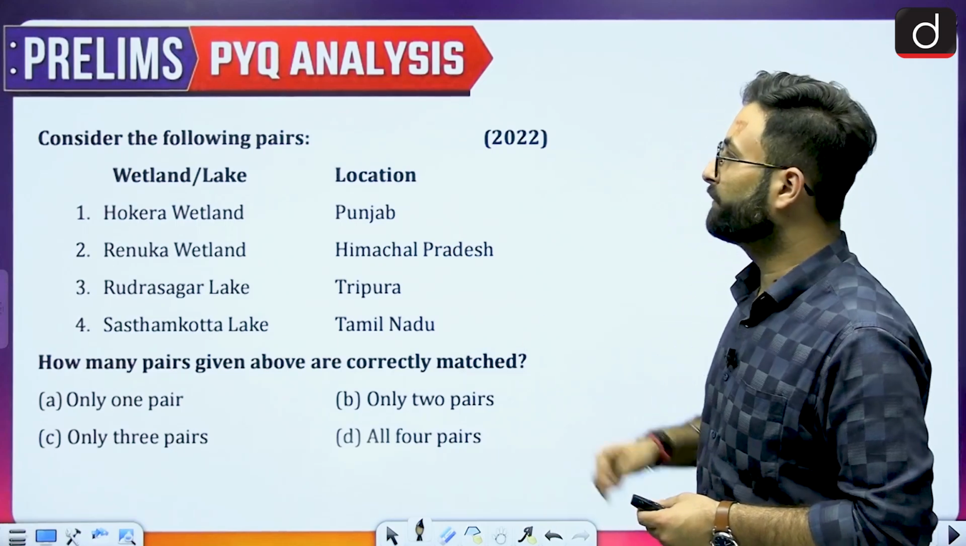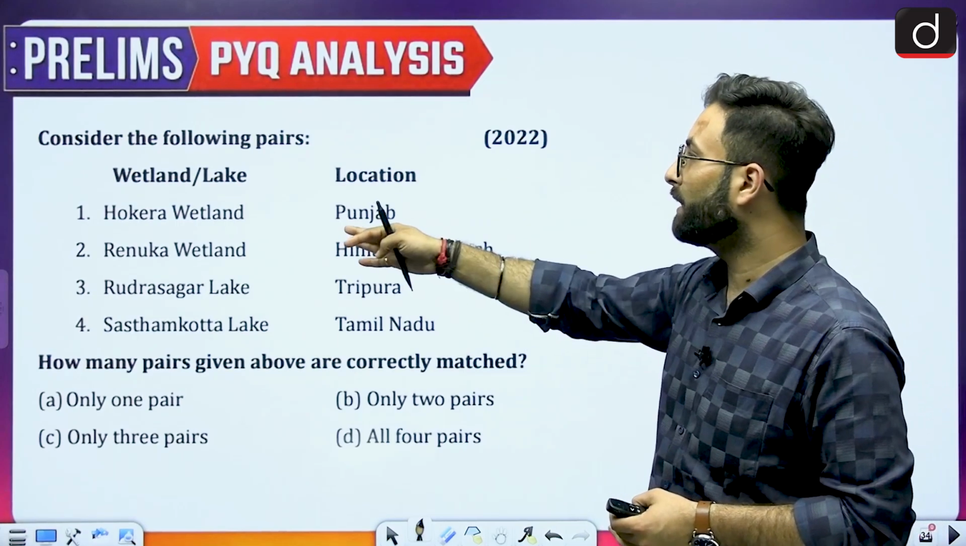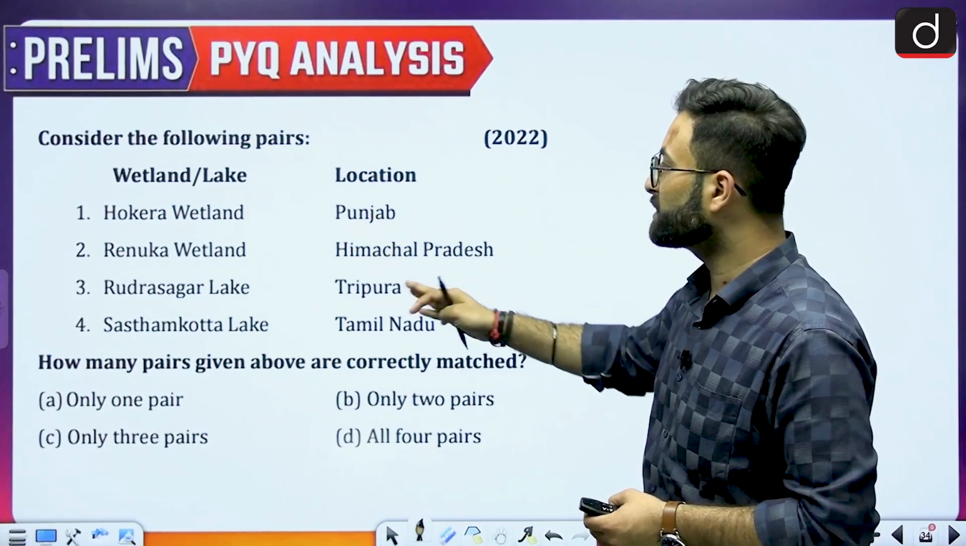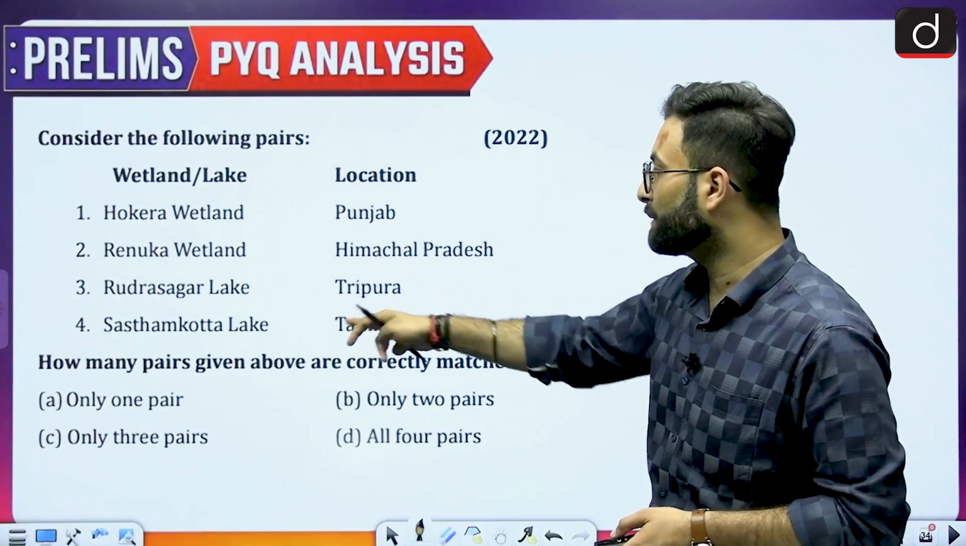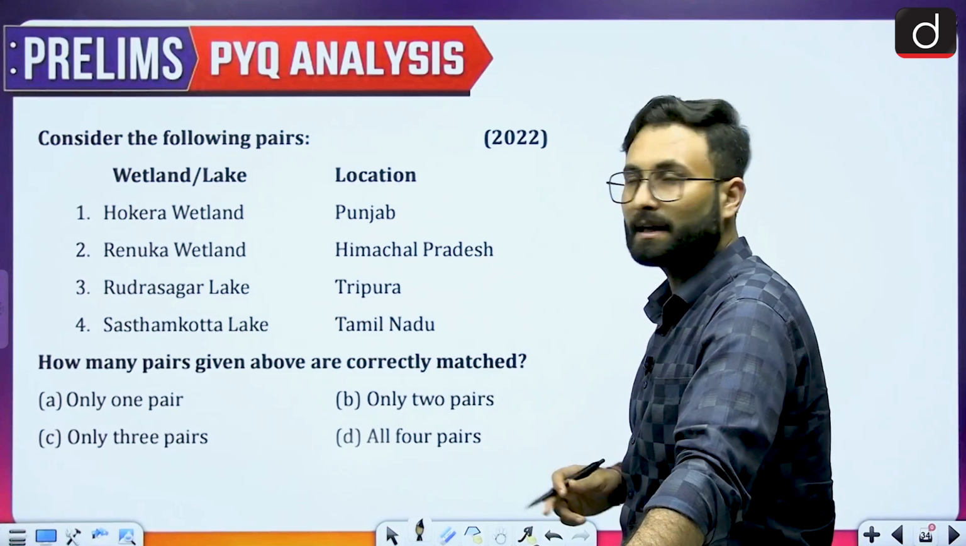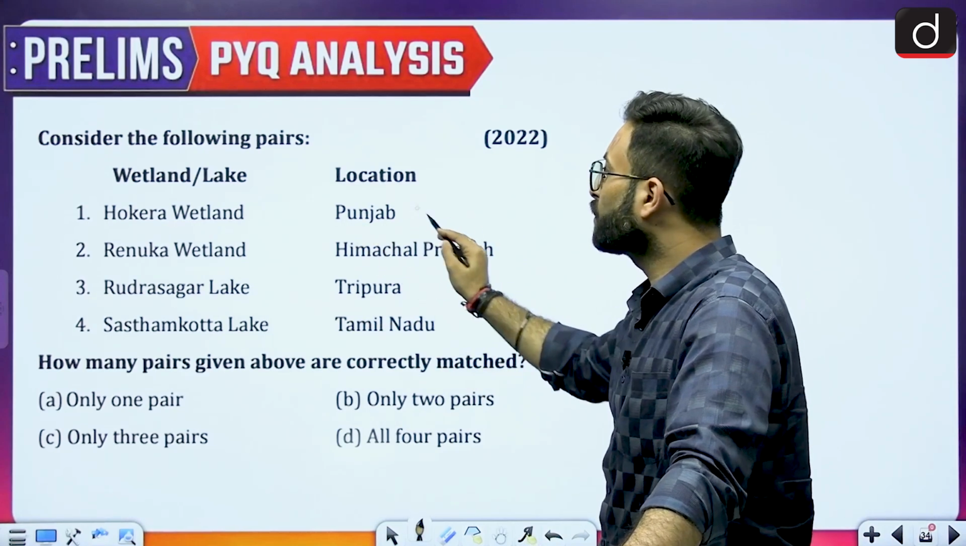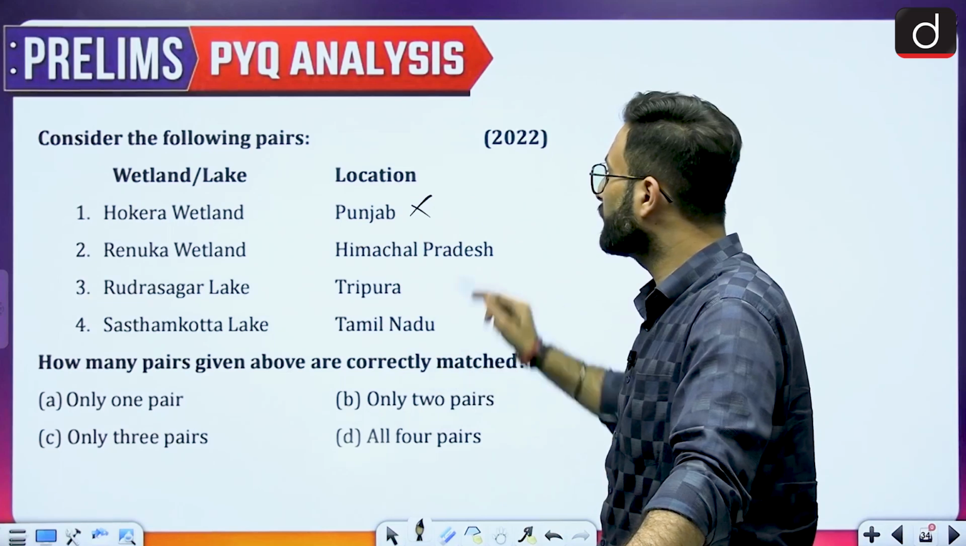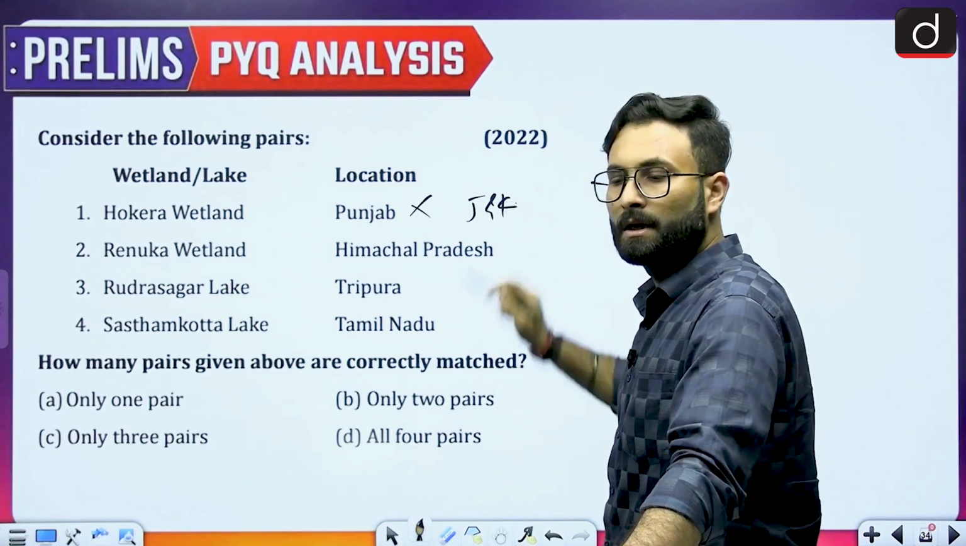Consider the following pairs of wetlands and locations: Hokera wetland, Punjab; Renuka wetland, Himachal Pradesh; Rudrasagar, Tripura; and Sastham Kotta, Tamil Nadu. Now, when we talk about these wetlands and the regions, Hokera is not located in Punjab. Hokera is located in Jammu and Kashmir.